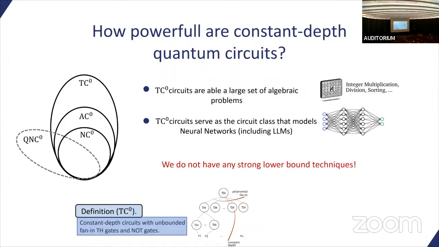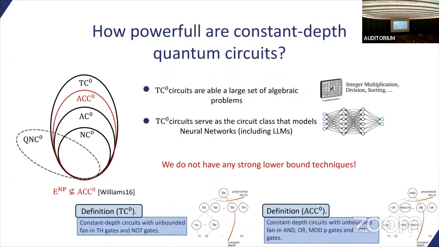But here the main issue is that we don't have strong lower bound techniques to prove that certain problems are not in this class. And since its definition in the 80s, we only have quadratic lower bounds for depth 2 and depth 3, and for arbitrary depth, superlinear wiring.